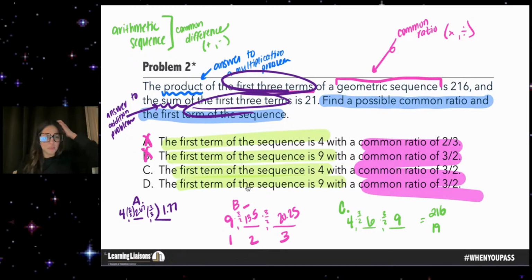Yeah, that is supposed to be the right answer. So obviously this was supposed to be a 19, not a 21. My bad. But that is how you would solve that entire problem. Okay? Questions? Comments? Concerns? Let's move on to problem number 3.